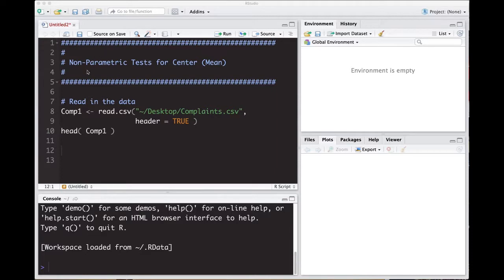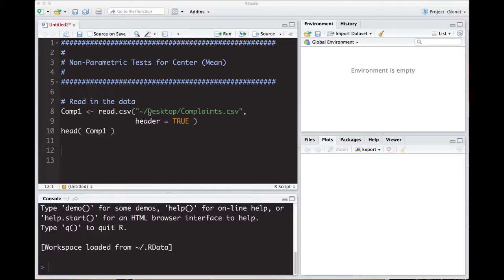Welcome to the R video tutorial on non-parametric tests for center or mean in R. What we're going to do here is look at situations where your standard tests don't work for some reason, usually non-normality or a lot of the assumptions can't be validated, maybe non-constant variance or whatever. So these are alternative tests. Just know that they have lower power than their parametric counterparts.